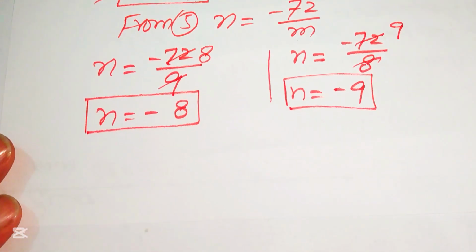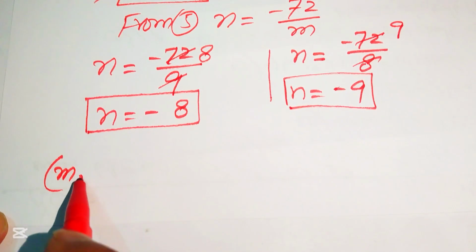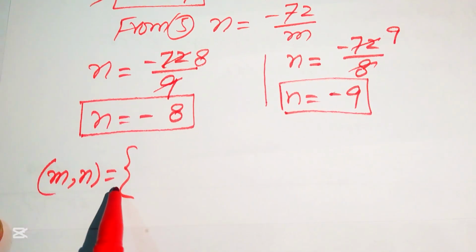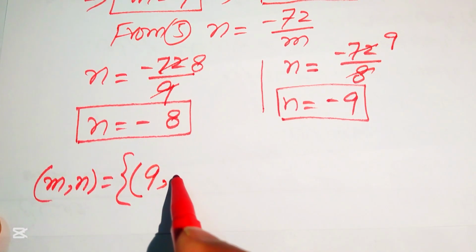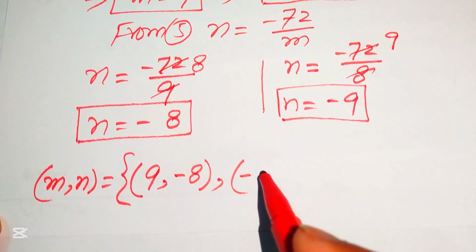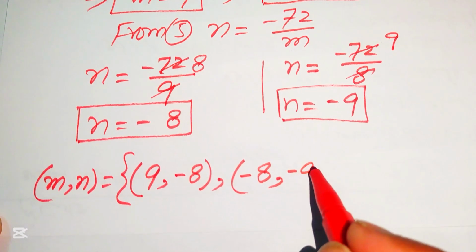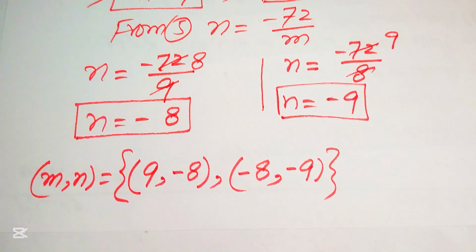So the final step of this question is we will write the solution set. The solution set is equals to (m, n), where the value of m is 9 and the corresponding value of n is minus 8, and the value of m is minus 8 and the corresponding value of n is minus 9. So these are the two solution sets of the given equation. And this is the final answer.